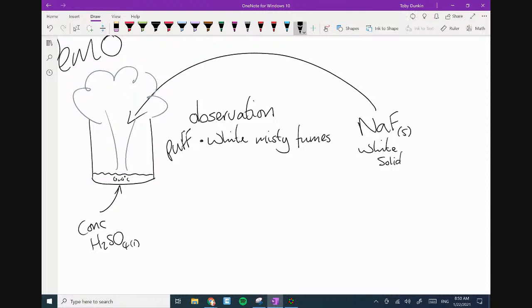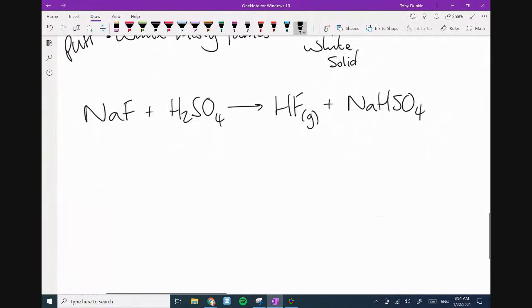Okay, so the question is, and by the way, the reason why I have to throw it is because it is instant, it is boom, it is poof, instantaneous, and I don't want to be anywhere near this. Let's see why. Look at the equation. NaF plus conc sulfuric acid, and I get poof, HF gas, and sodium hydrogen sulfate. I get HF gas.